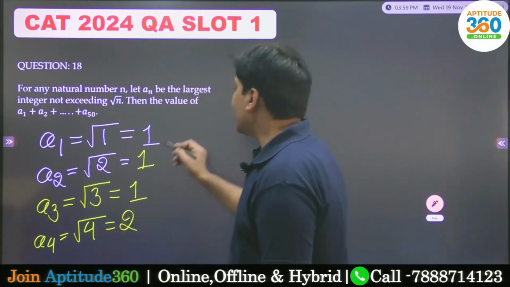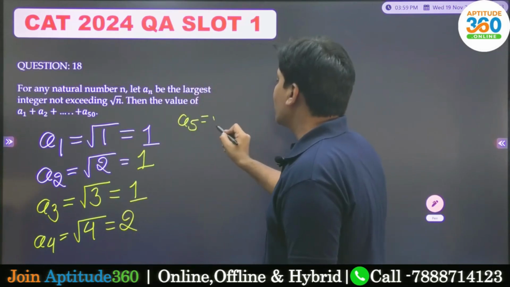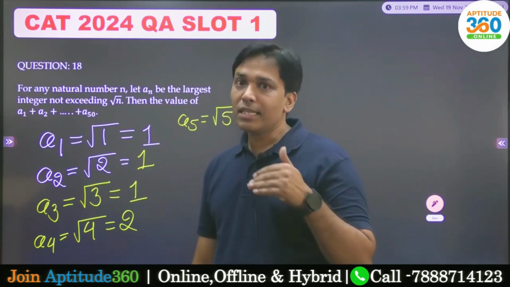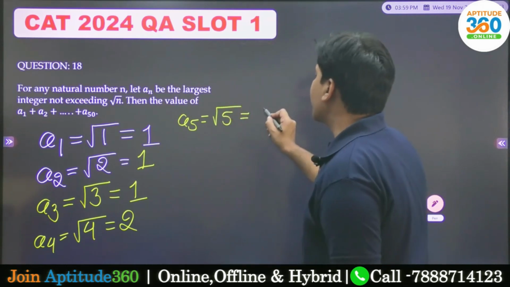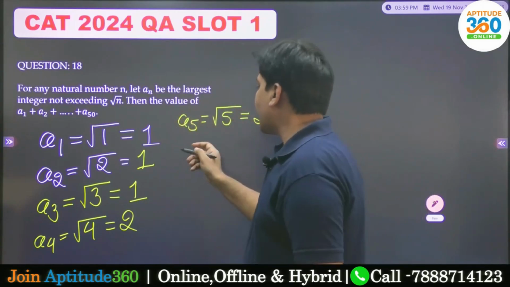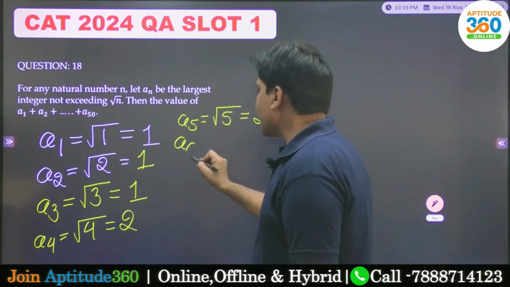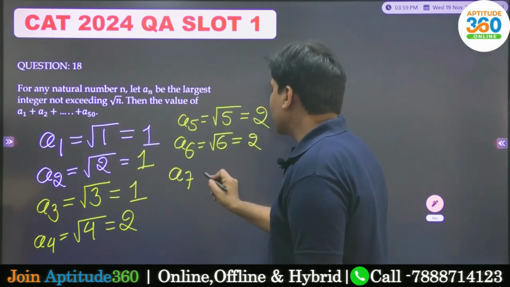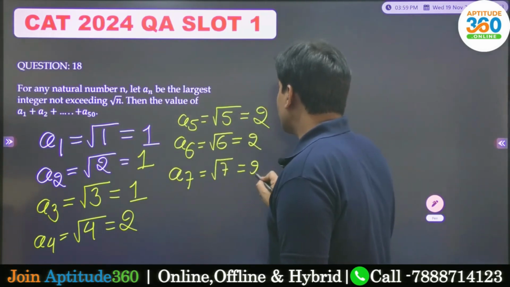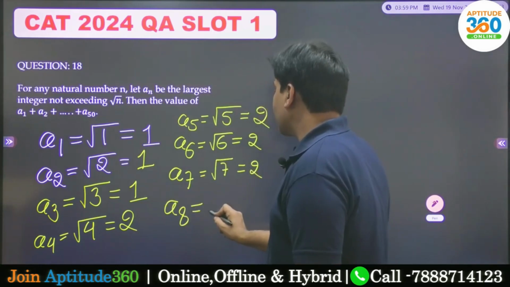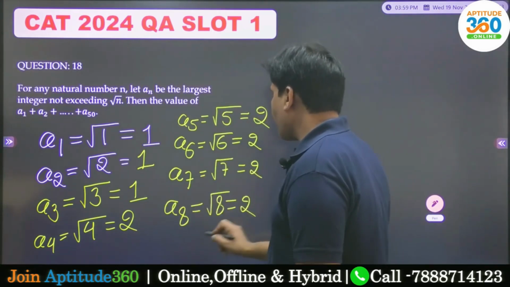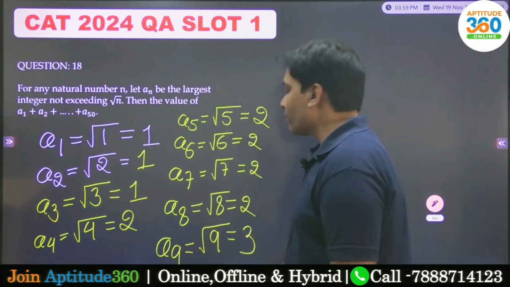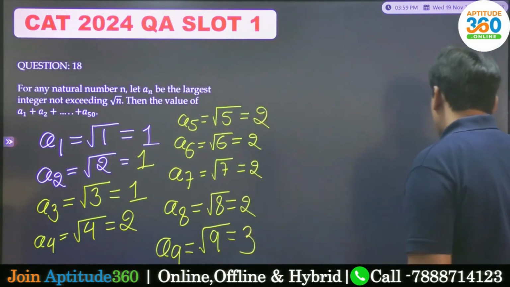Please understand this. If you have got a5, the value of a5 will be square root of 5. The square root of 5 is less than 3 and more than 2. So what is going to be the greatest integer which is not exceeding this value? Up to what value? A6, if you look at a6, this is also 2. A7, this is also 2. A8, that is also 2. But if you look at A9, square root of 9, 9 being a perfect square number, now it will become 3.